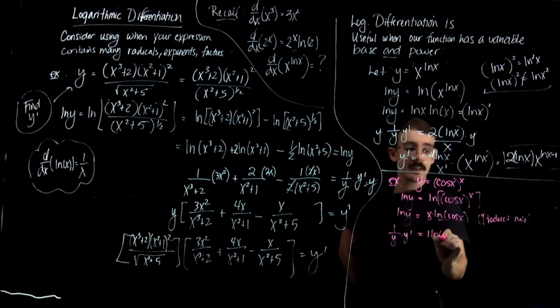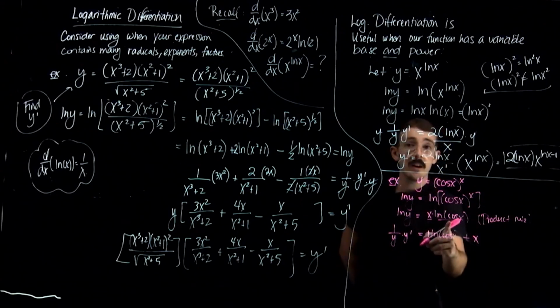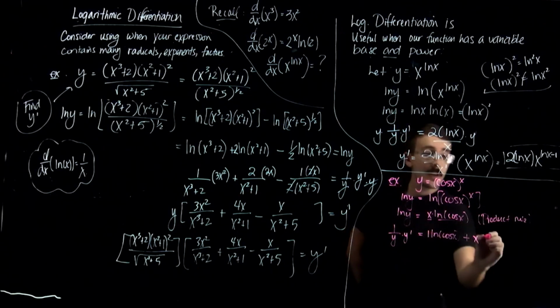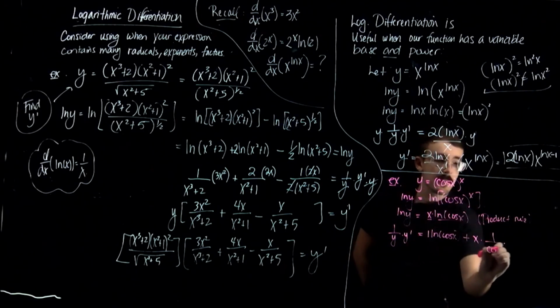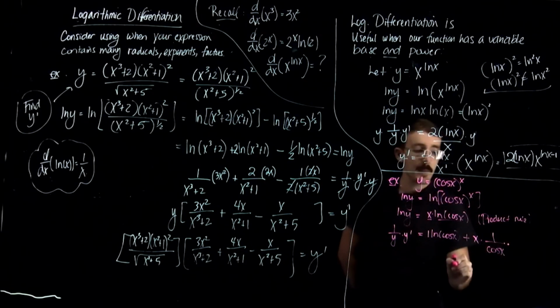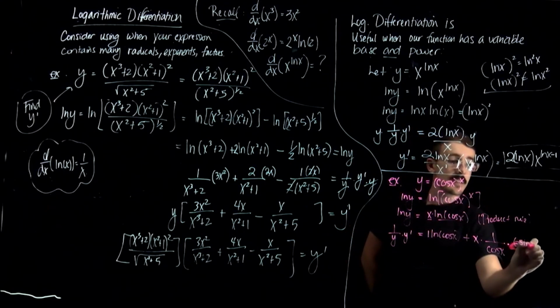I'm going to rewrite the second function. Plus, I'm going to rewrite the first function. And now I need the derivative of this one right here, which is 1 over whatever's in here, cosine, times, what's the derivative of the inside? It's going to be negative sine x.